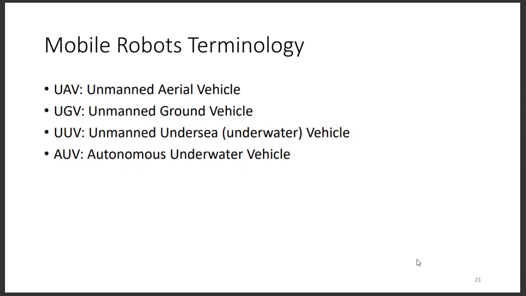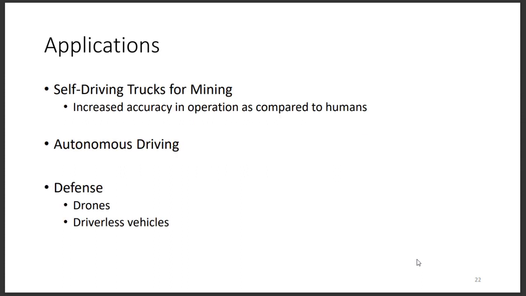AUV is commonly known as uncrewed underwater vehicles, used for underwater survey missions such as detecting and mapping submerged wrecks, rocks, and obstructions that can be a hazard or navigation risk for commercial and recreational vessels. Applications: self-driving cars for mining, with increased accuracy in operating as compared to human driving.